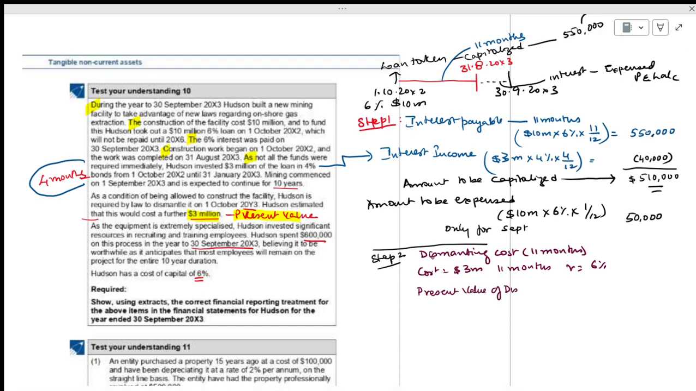of dismantling, is it right? C divided by 1 plus R to the power of T. C is 3 million. 1 plus R is 1.06. Into the power of 11 months. Calculate how much you will get.